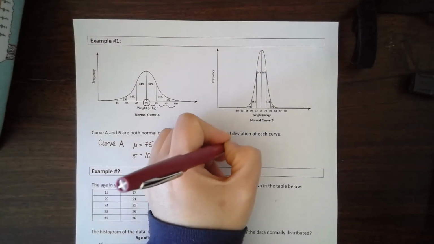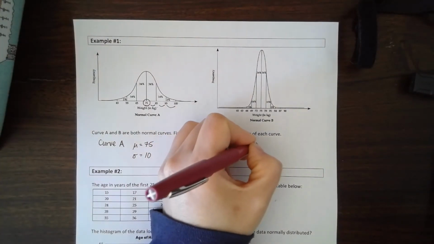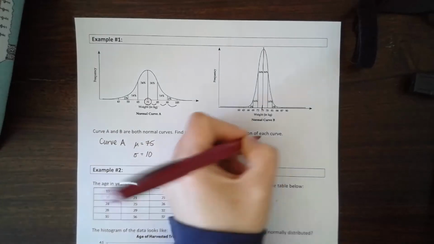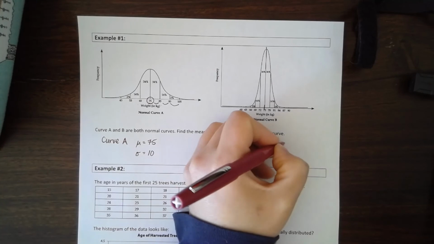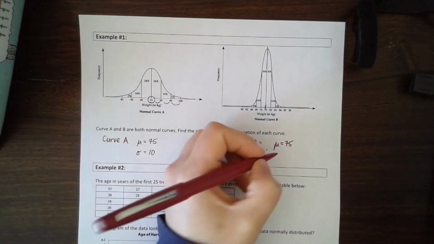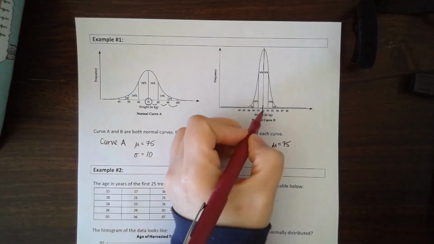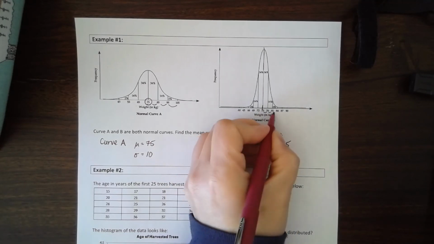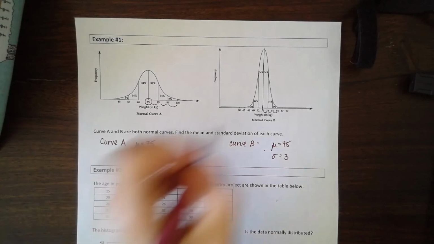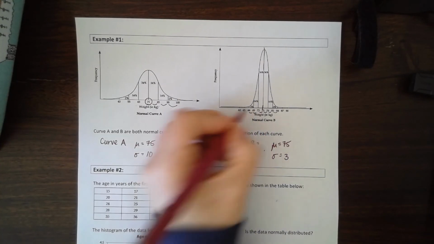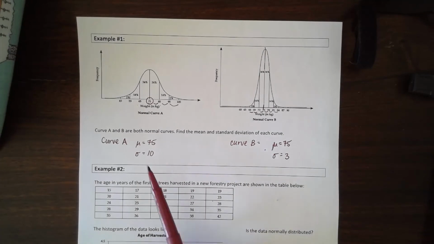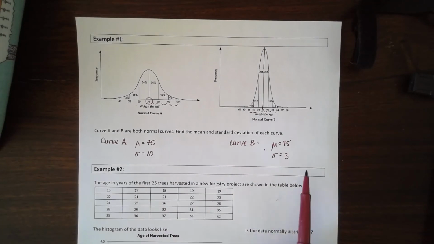In curve B, again, our mean is in the middle. Our mean, we'll call it mu here, is 75. Our standard deviation, however, is smaller. We've only got a standard deviation of 3 because we're counting up by 3s. And likewise, we're counting down by 3s from our mean. So the different standard deviations would account for the difference in shape for these guys.